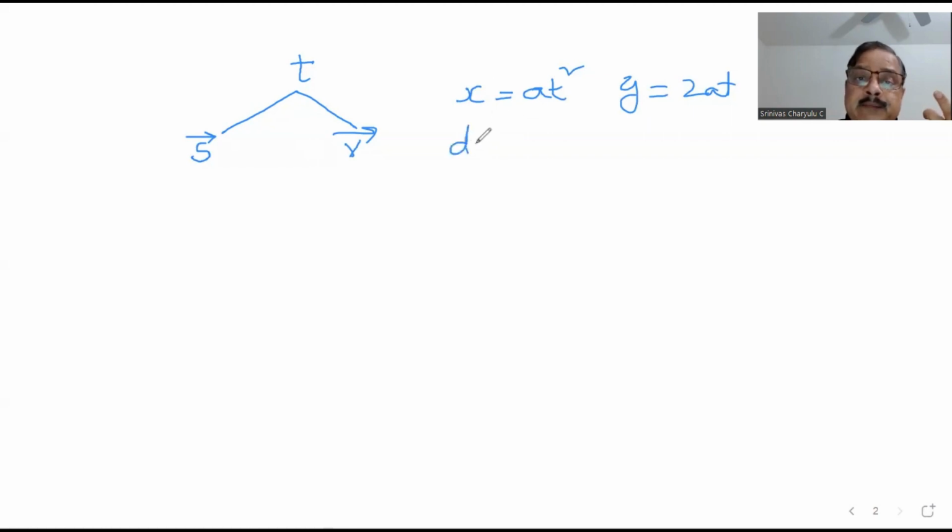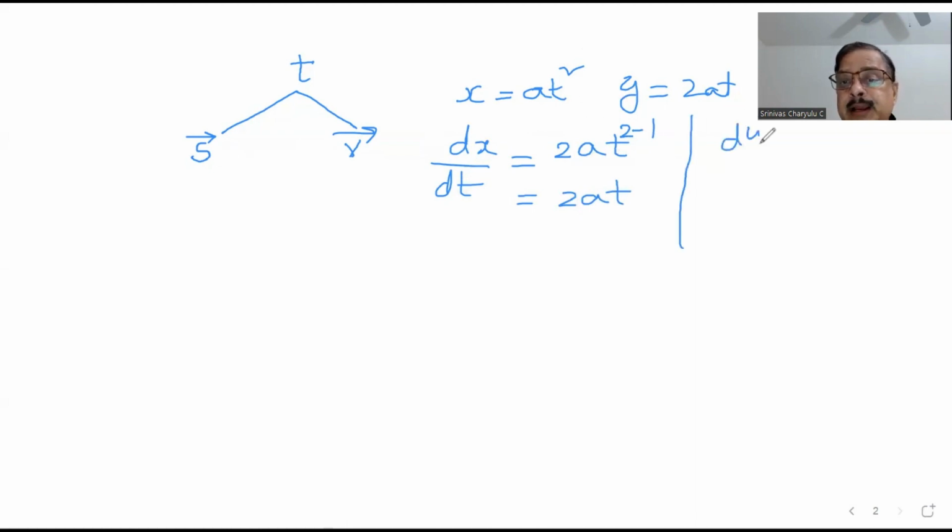Then with respect to t, both the functions will be differentiated. dx by dt is equal to 2at, like power differentiation. Differentiating t square with respect to time, 2a t to the power of 2 minus 1, this will become 2at. Now in the case of y with respect to time, dy by dt is equal to 2a, because the derivative of t is 1.